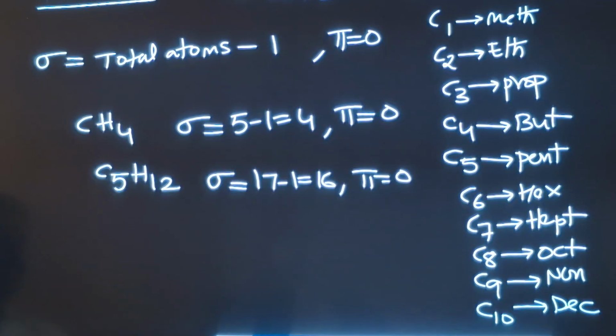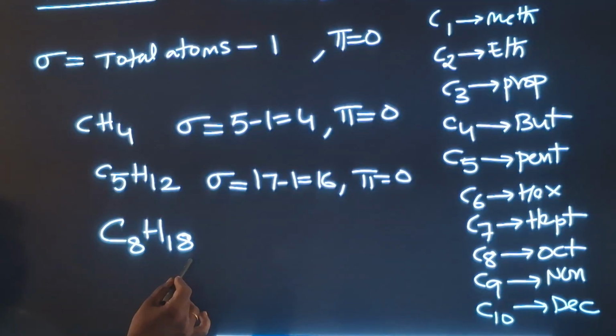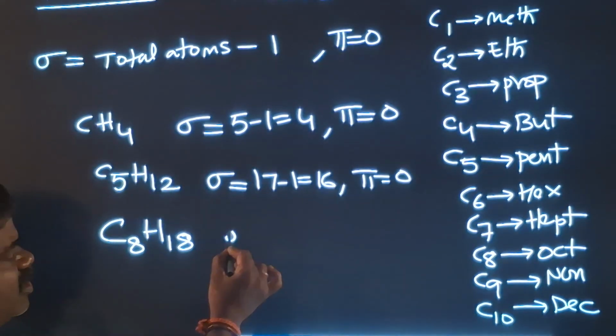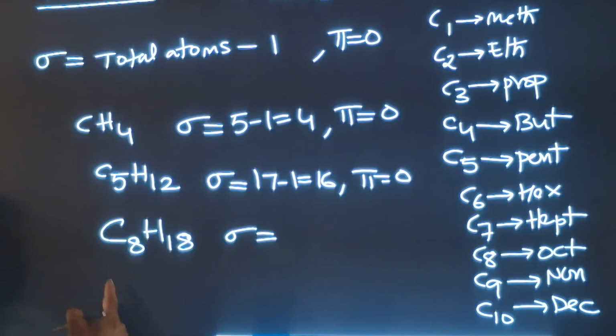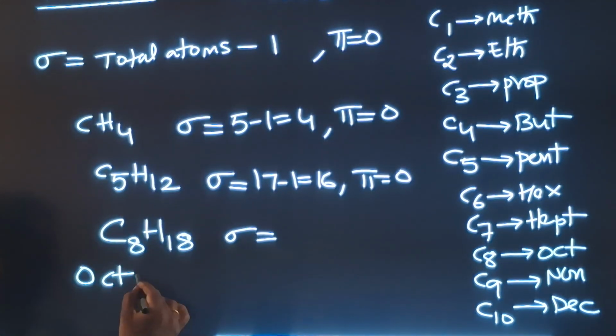For example, take C8H18. It satisfies the alkane formula. Why does it satisfy the alkane formula? Double of 8, 16. 16 plus 2, 18. So the number of sigma bonds in octane. The name of the compound is octane because total carbons 8, oct, and it satisfies the alkane formula, so octane.